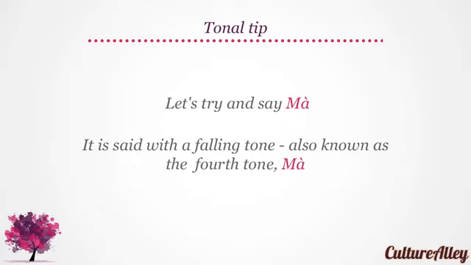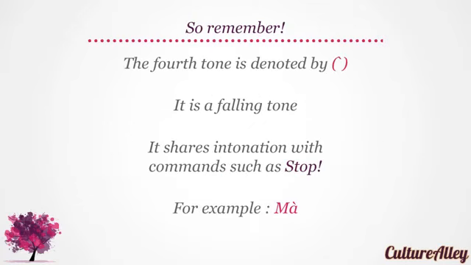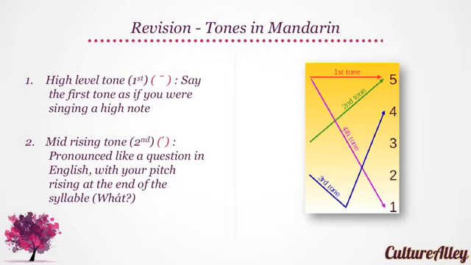It is said with a falling tone, like ma. Great! So remember, the fourth tone, also called the falling tone, is denoted by a downward slant from left to right over the vowel. It shares intonation with commands such as stop, and a good example of this tone is ma. Good job! We've covered all the tones.